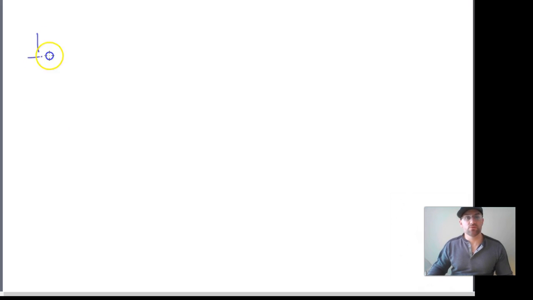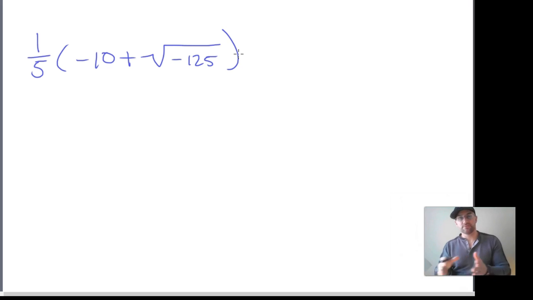What we have is 1/5 (negative 10 plus square root of negative 125), and we should be used to seeing negative square roots at this point. If you want to work out the problem, again, pause right now. If not, we are going to plug away. If you just want to follow along, stay tuned.